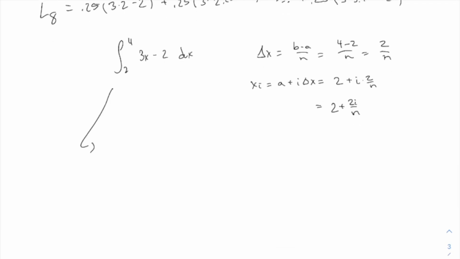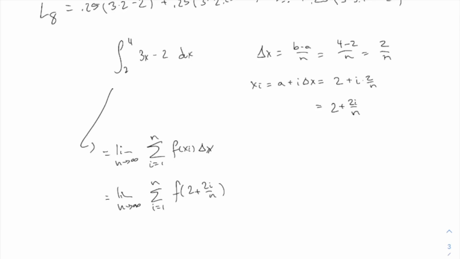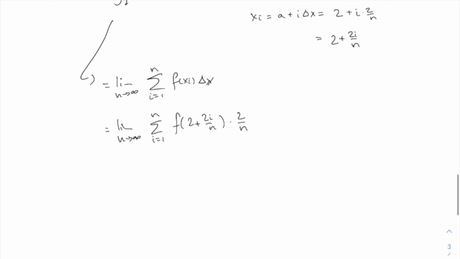Okay, then the integral is the limit as n goes to infinity of Rn, which is the sum from i equals 1 to n of f of xi delta x. Plug everything in. The sum from i equals 1 to n. So it's f of 2 plus 2i over n. And then delta x is 2 over n. How am I doing so far? No complaints. All right. I'll keep going then.